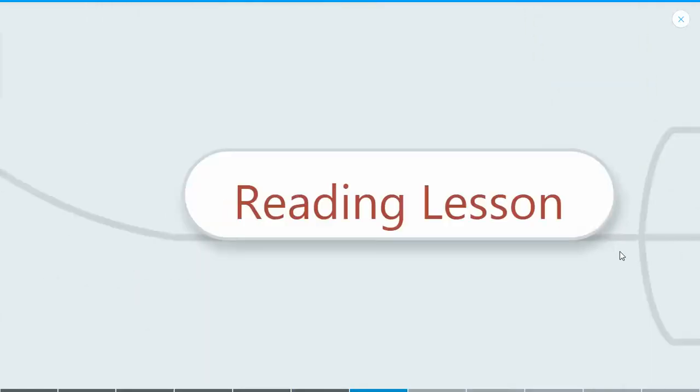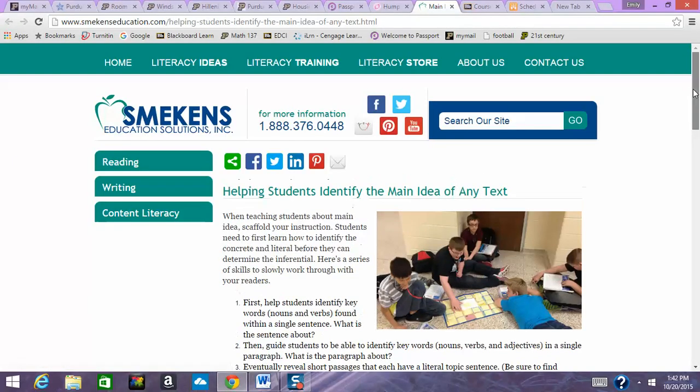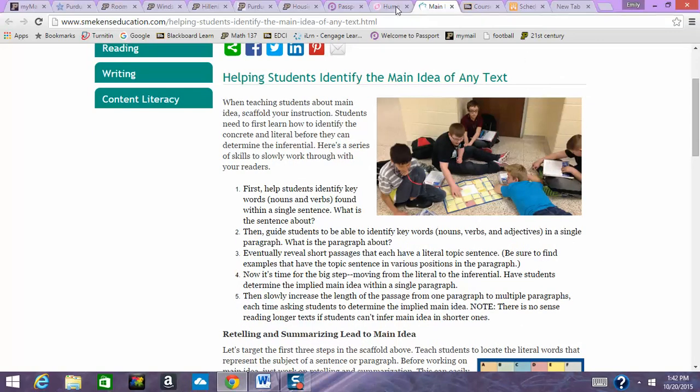So the next lesson we would do is a reading lesson, of course, because it's a book, so it goes with the theme. We would work to meet certain reading goals, so we're going to read like a chapter or a page or something. You could find main ideas in the book, and I've attached a link here that goes to a website that tells you how to find the main idea of any text.